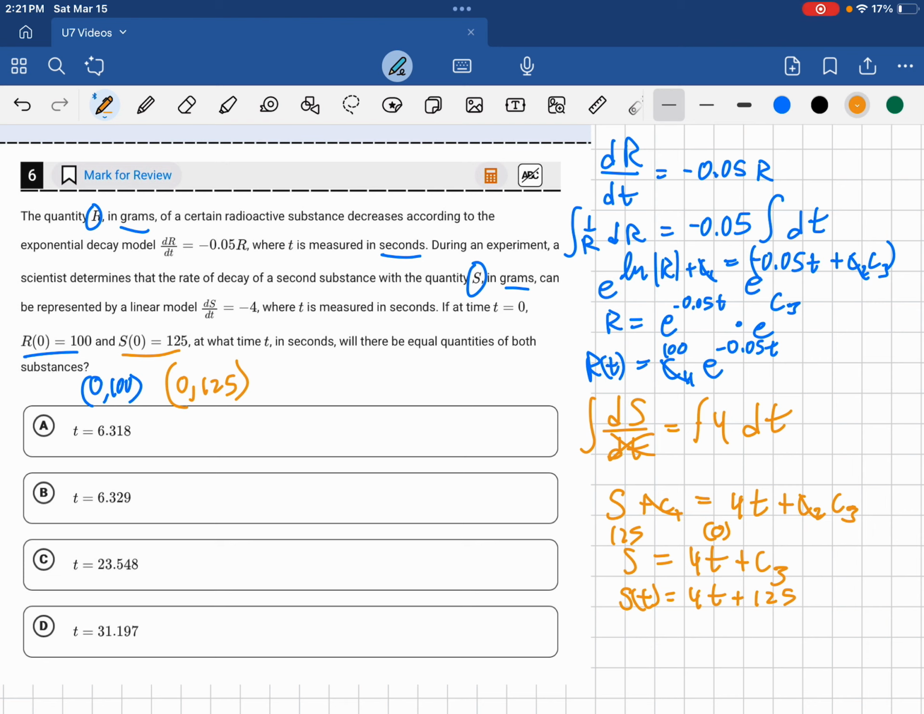Okay, so we have our two functions right here and right here. Now, it says, at what time in seconds will there be equal quantities of both substances? Okay.